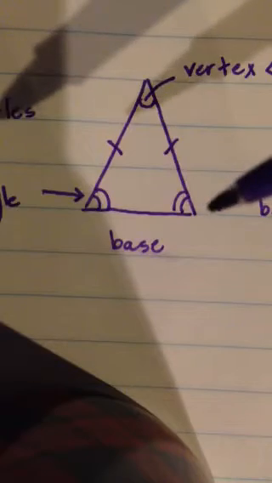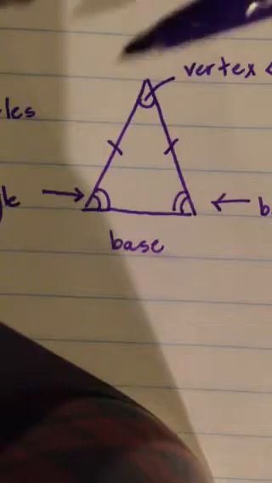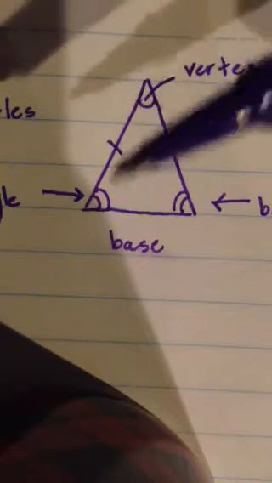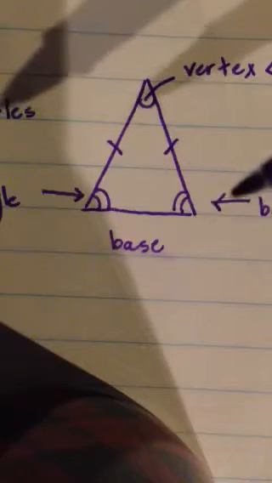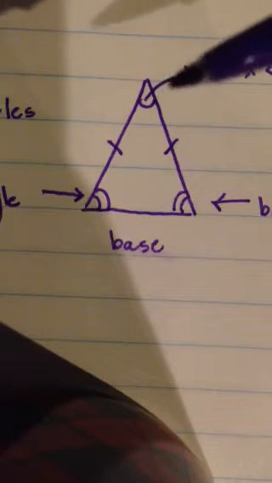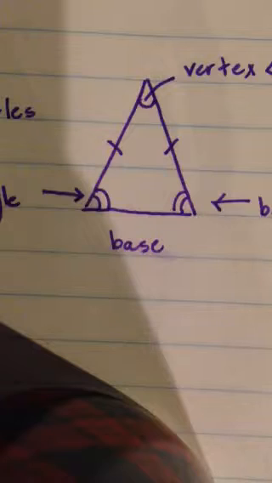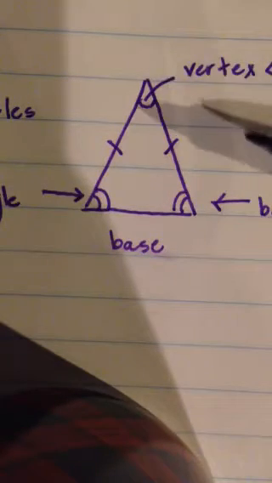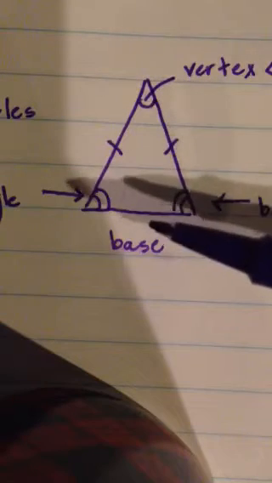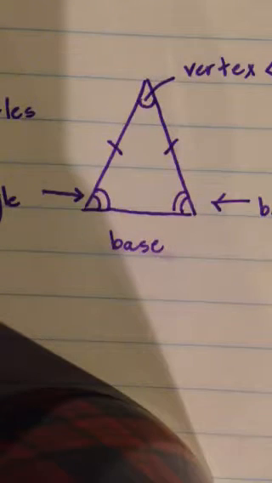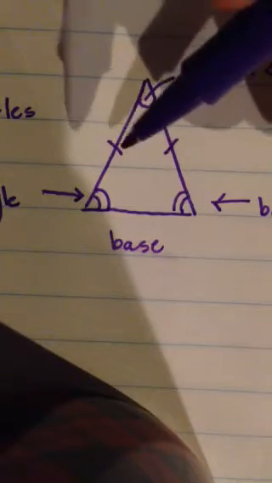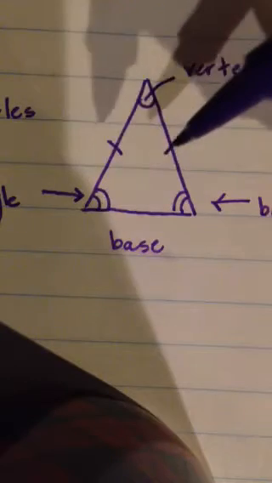So let's run back through that quickly. We have an isosceles triangle made up of two congruent sides. Those two congruent sides form a vertex angle. That vertex angle is opposite, or across from, the base, and the base is surrounded by two base angles which happen to be congruent because they are opposite, or across from, the two congruent sides.